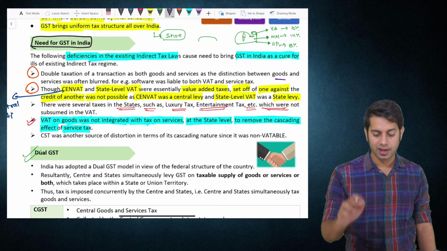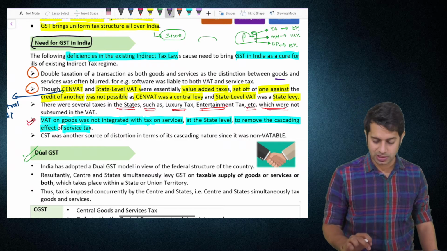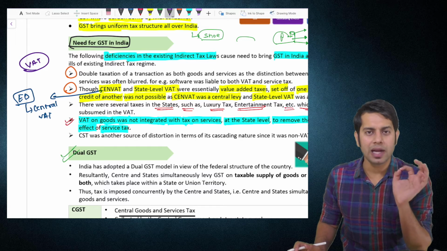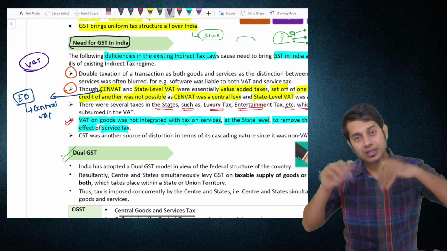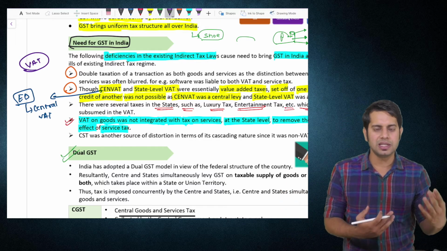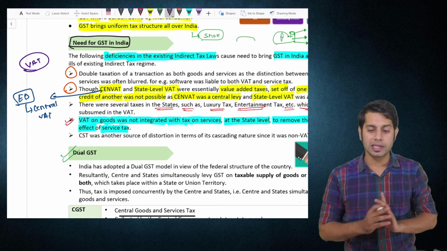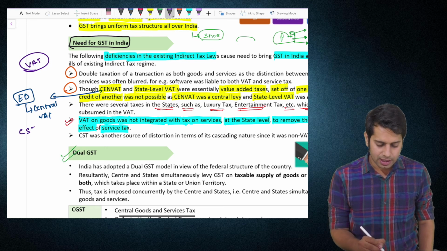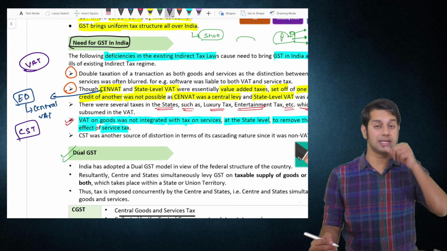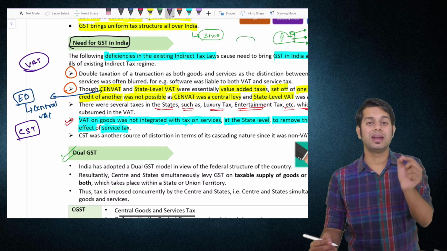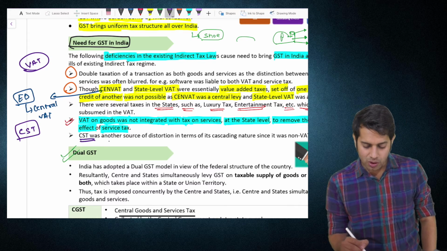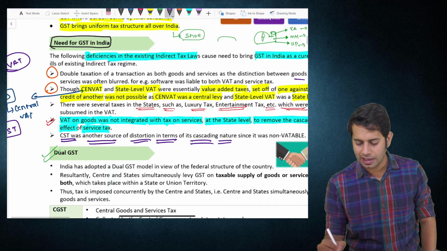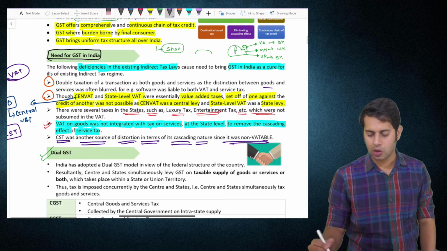Then one more, apart from all these nonsense things, what used to happen? See, VAT was collected before GST. VAT was collected if you are making a supply within the same state. If the sale and purchase are happening within the same state, then value added tax. If you sell the goods to another state, they used to collect something called CST. Central Sales Tax. CST was another source of distortion in terms of cascading nature, since CST was not vatable.